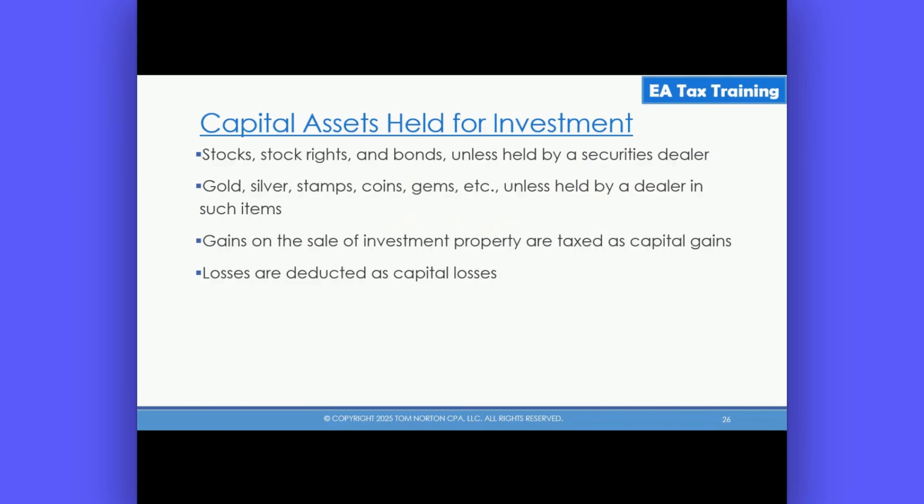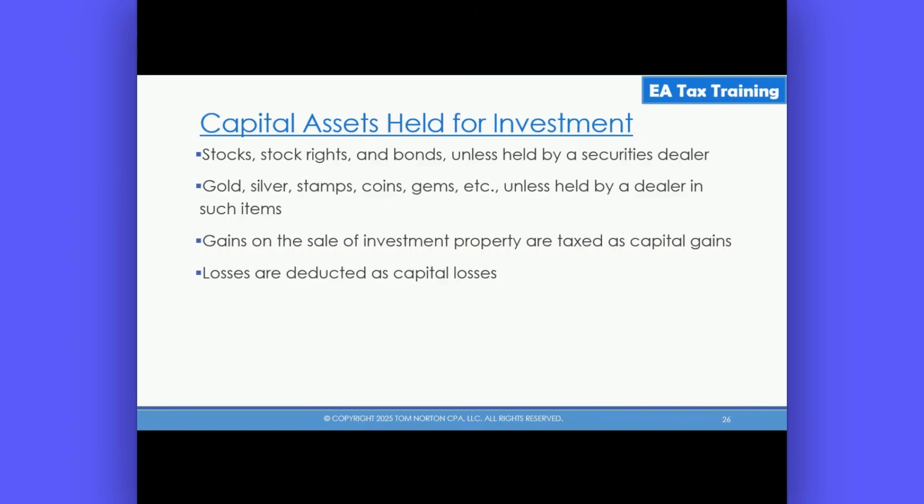Other capital assets held for investment: gold, silver, stamps, coins, gems, etc. Again, unless they are held by a dealer in those types of items. Gains on the sale of investment property are taxed as capital gains, and losses are deducted as capital losses. So if it is investment property, then we've got capital gains and losses when those assets are sold or otherwise disposed of.